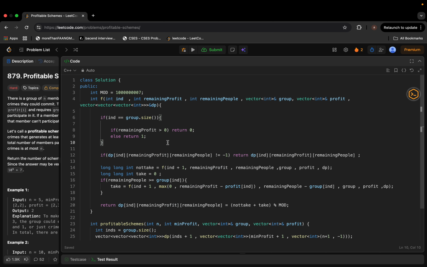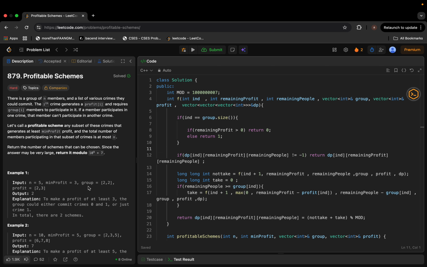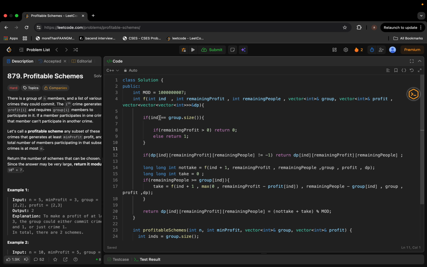Now let's talk about what will be our base case. Our base case will be once we have reached the end, after the group has finished, after the profit has finished. So if index is equal to group dot size, we are at the end. Index group dot size minus one will be the last index, and group dot size will be after the last index. That is, we are at the end.